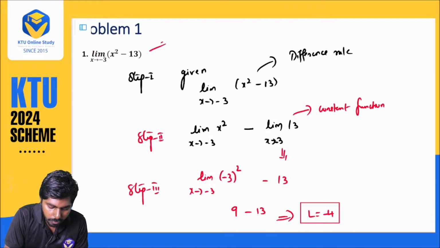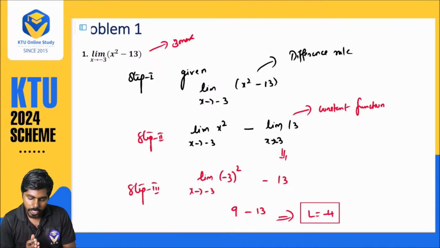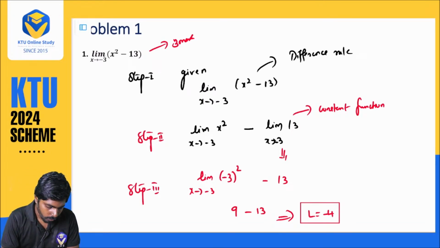So they will be asking for a 3-mark problem. Okay, 3 marks. So step 1, step 2, step 3. We will be carrying each step. We will be carrying the 3 marks. Now we will come to problem number 2.